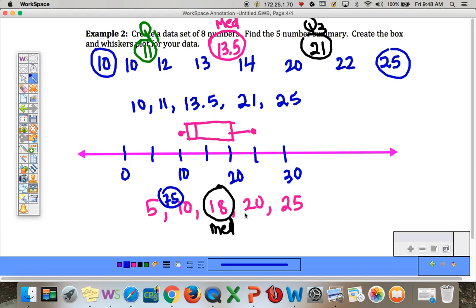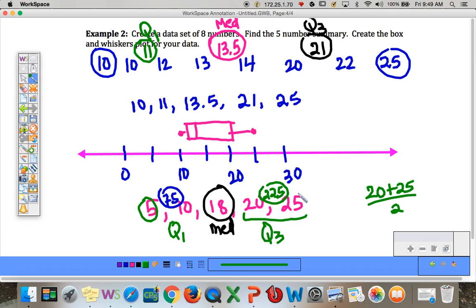And let's do the same thing for Q3. So we're looking at 20 and 25. Well, if you don't know what the middle of 20 and 25 is, you add them up and divide by 2. So 20 plus 25 is 45. And half of 45 is 22.5. So this is 22.5. This is Q3. Here's Q1. And our min is 5 and our max is 25.